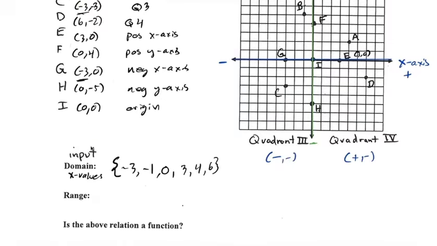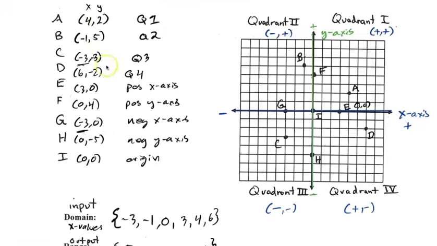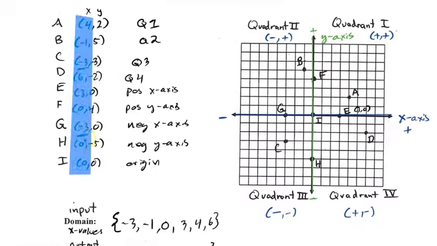The range is going to be all the y values. So output values are the y values. Now we'll do the same thing. We'll list them out. So I have negative 5, negative 3, negative 2, 0, 2, 4, and 5. So those are all the range values. The range is all the y values. The domain is all the x values.